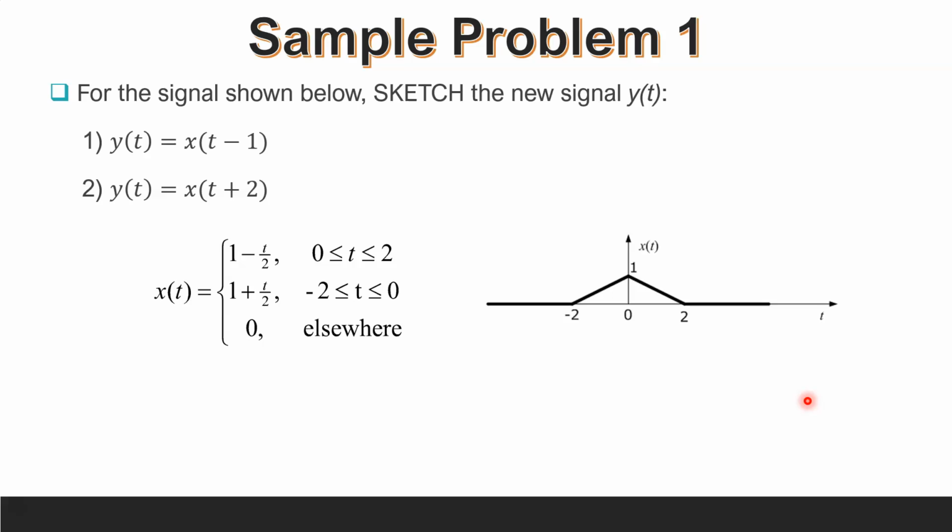Now let's look at some sample problems. Sample problem 1: you are given a triangular signal, like this, with the mathematical expressions, and you are asked to sketch the new signal y of t after the original signal undergoes a time shifting transformation. In equation 1, it shifts by +1, and in equation 2 it shifts by -2.